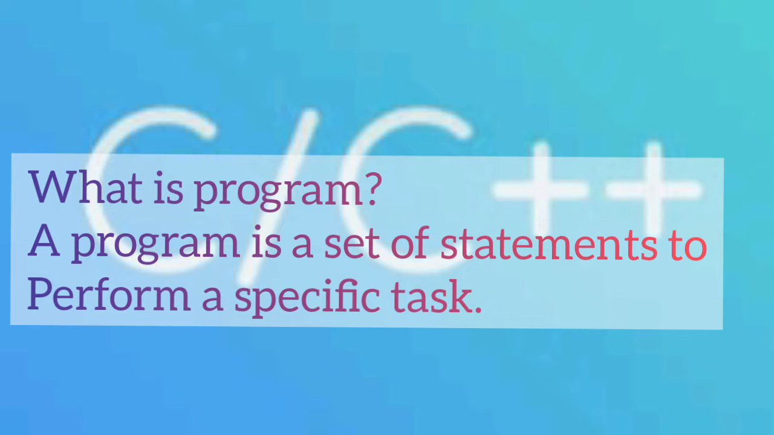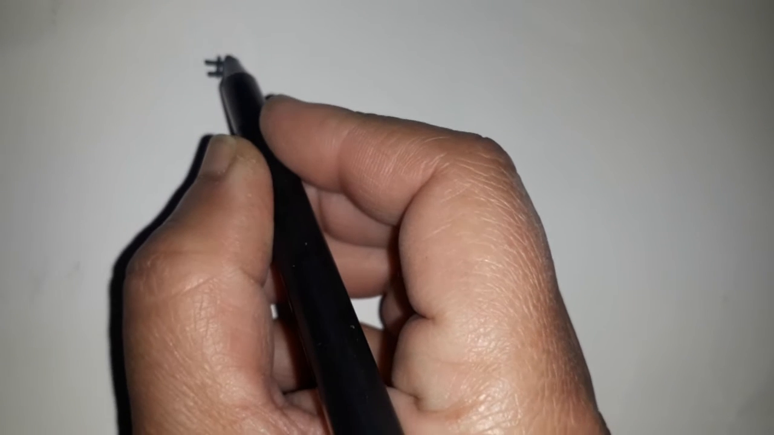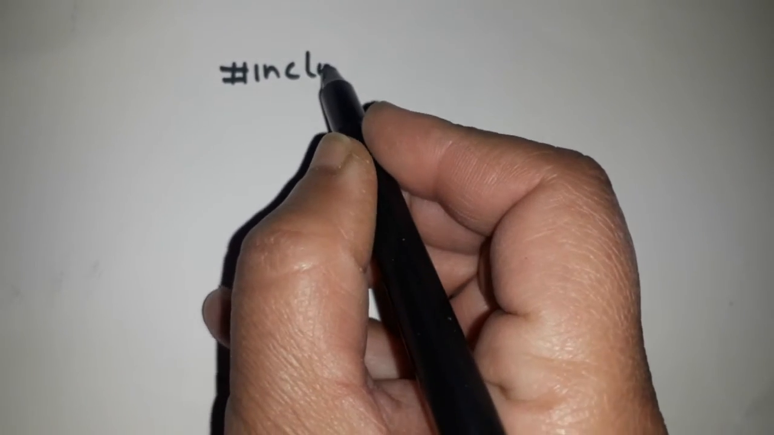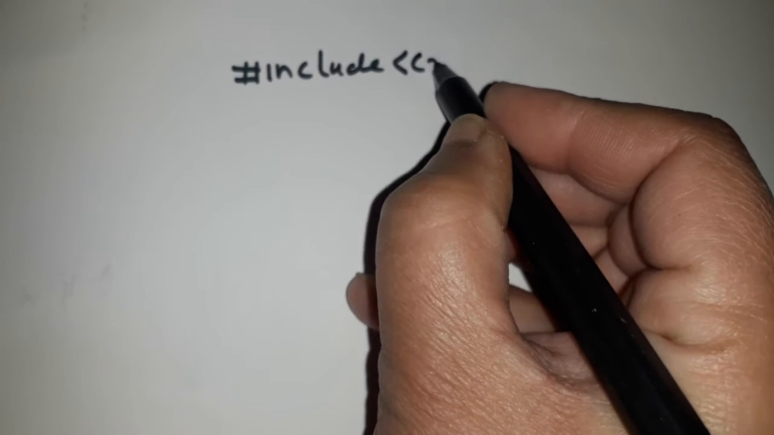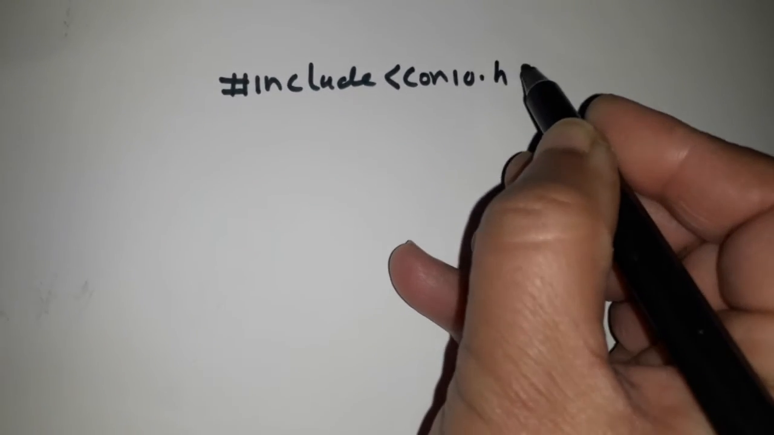सबसे पहले हम hash include लिखेंगे. What is hash? Hash include is a preprocessor directive which contains the header file, and header file contains the definition of built-in function like conio.h is header file which contains clear screen and catch function.